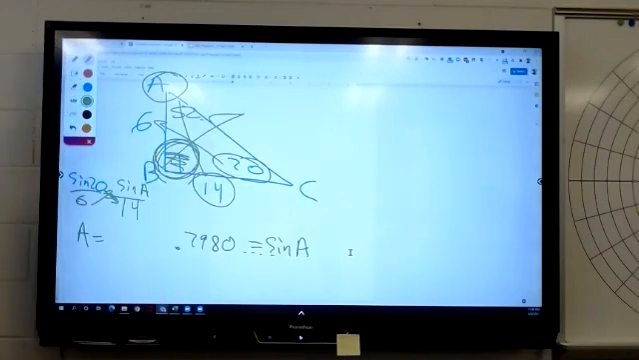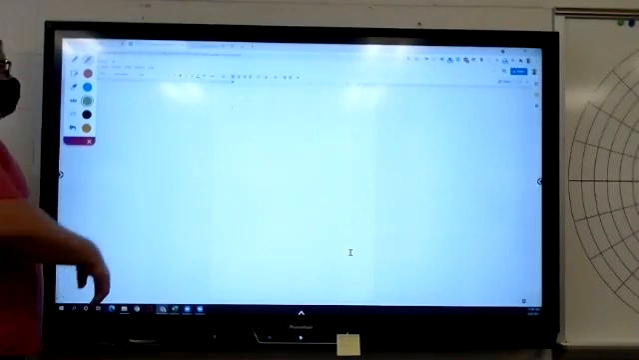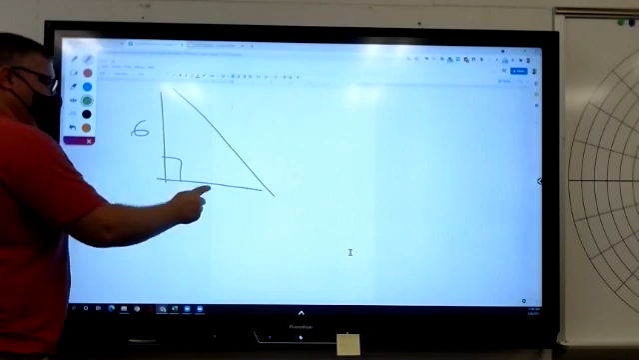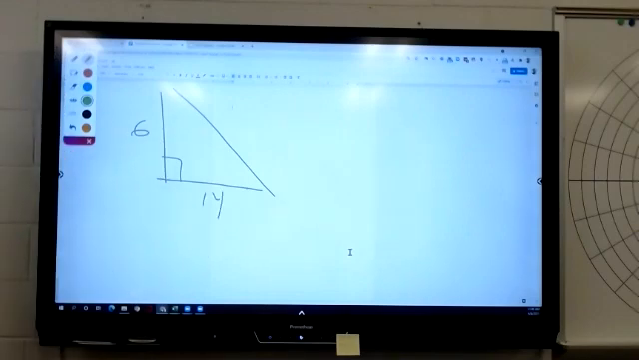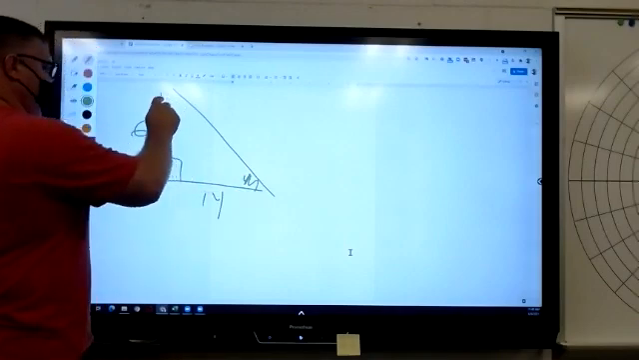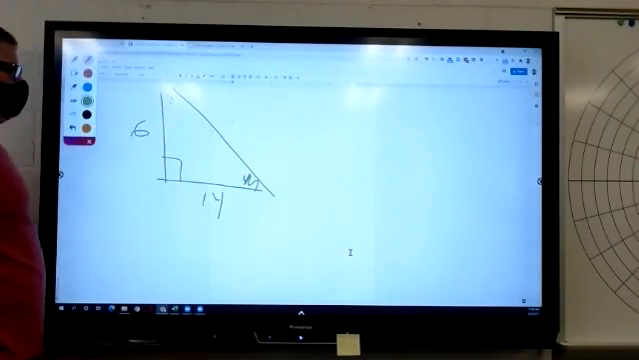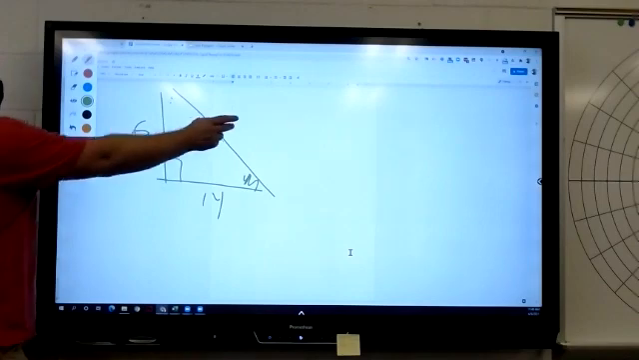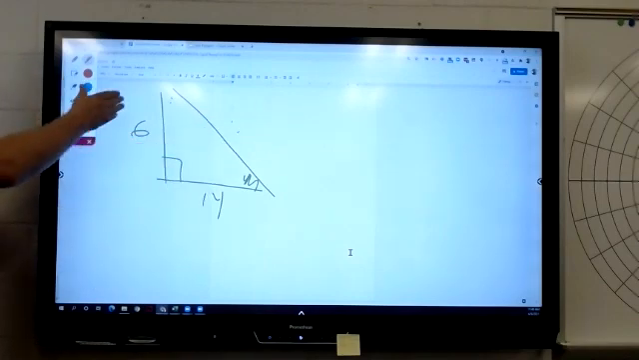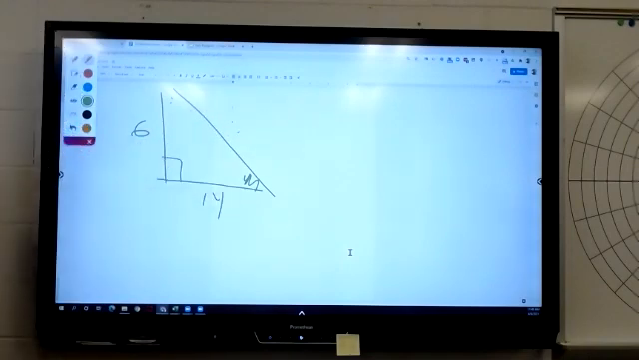Yes, I could. All of those things could happen. What would be a lot better is if you had a 90, a 6, and a 14. What should you do to find this angle here, or this angle up here, or that side over there? What would you do to find the third side of a right triangle? Pythagorean theorem. Could you say 6 squared plus 14 squared equals c squared?